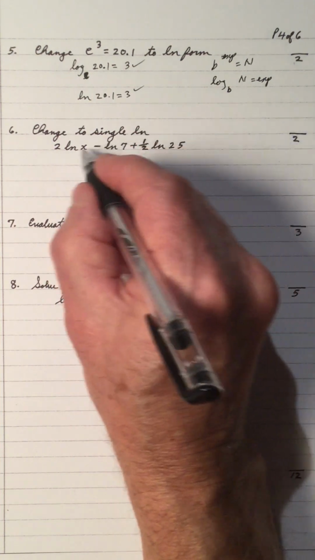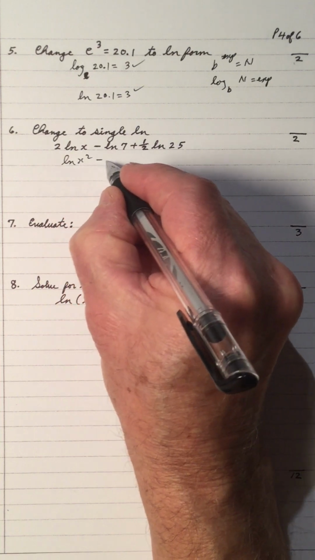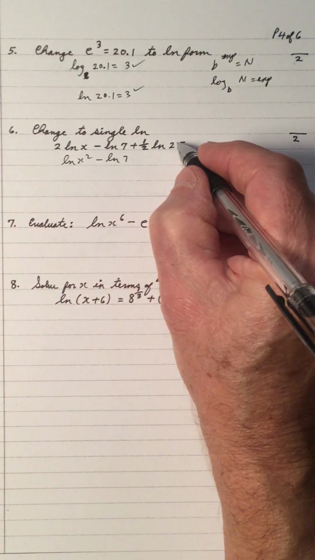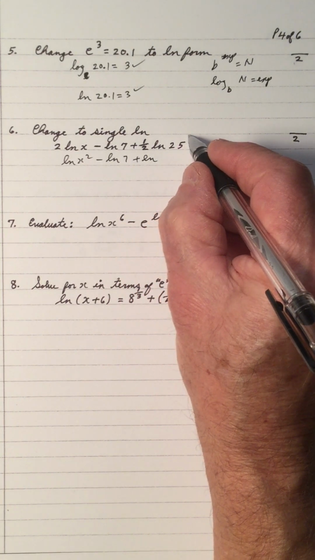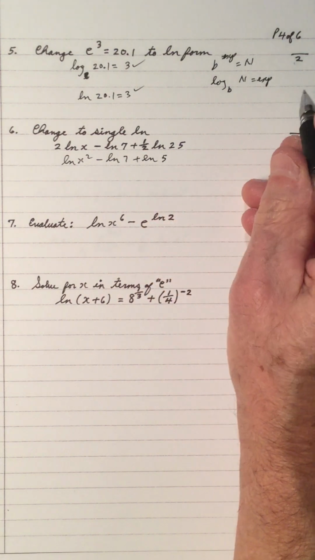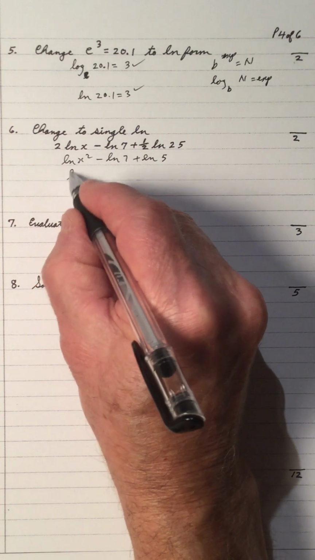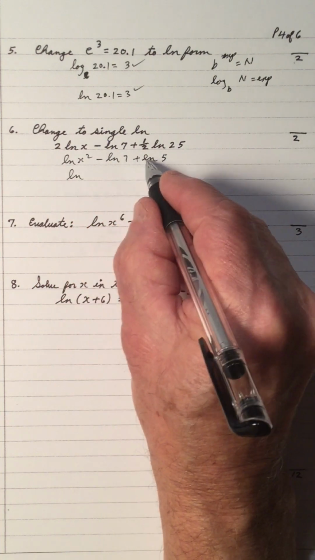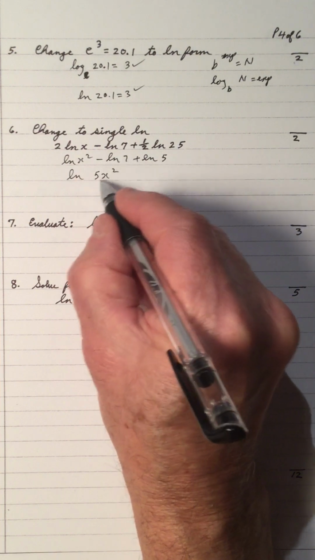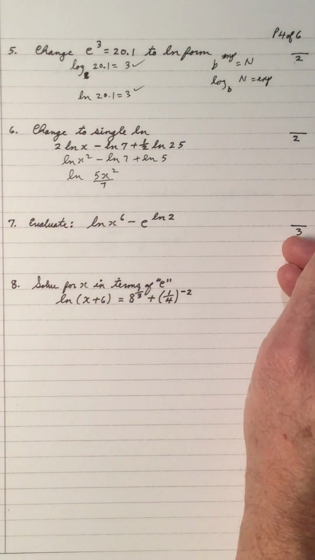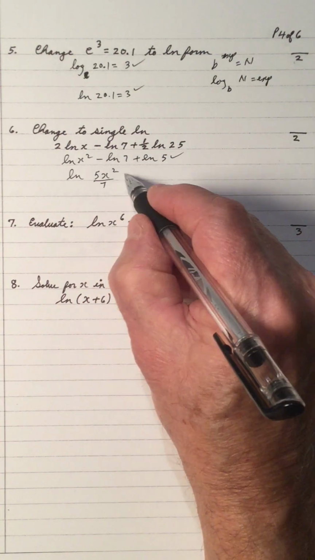Number 6, change to a single ln. So we always do the power rule first. So 2 goes to the power of x, and a half goes to the power of 25. So 25 to the 1/2 becomes 5. A subtraction is division, and addition is a multiplication. So this is the ln of, this is an addition, so we're going 5 times x squared, and a subtraction is the division. So if you have that, you get yourself 2 marks, 1 for that and 1 for that.